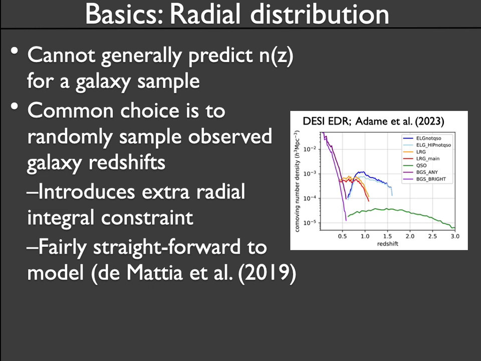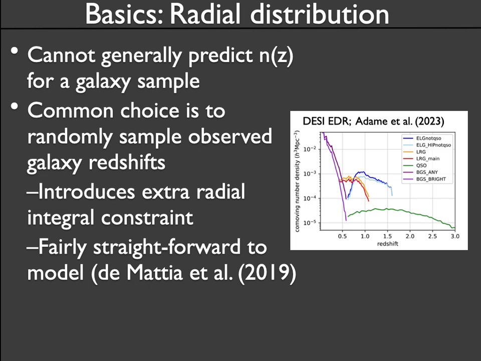from first principles. And so the easiest thing to do is actually just randomly assign redshifts that you have observed to your random points, and then the random points that you use as your reference sample to measure fluctuations against will have exactly the same redshift distribution as your data.